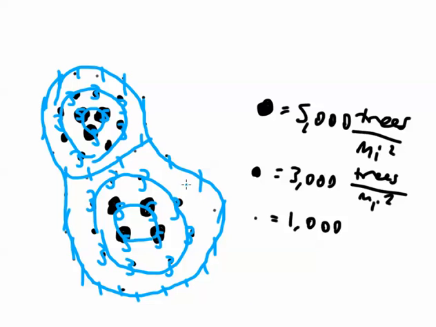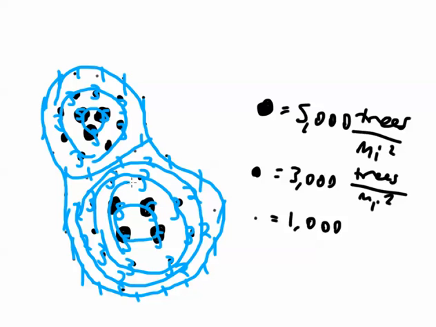And as before, of course, we could draw the intermediary numbers. There's probably some 2,000 trees per square mile in between here that would lead to its own contour, and maybe there's a 4,000 contour here, and a 4,000 contour here, and a 2,000 contour here, and so on. I could draw any number of contours that I like. All right.